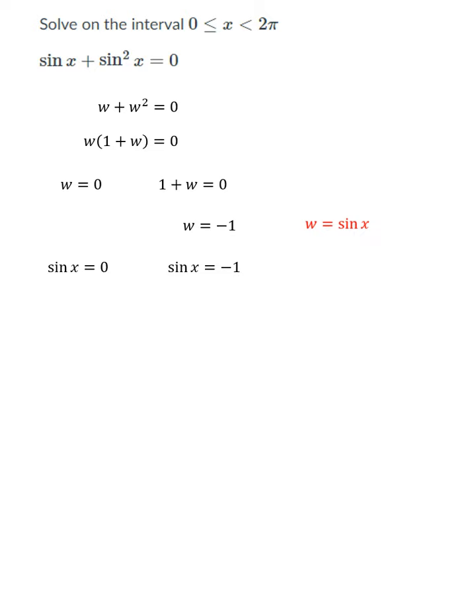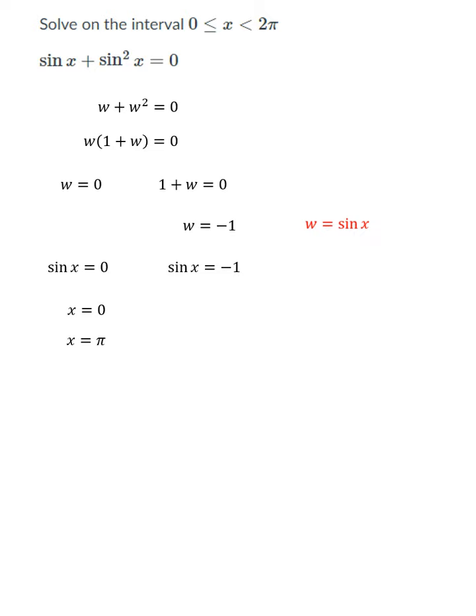Let's start with the first one. The sine of x equals 0 at infinitely many places. But looking at the top of your screen, because we're restricted to the interval from 0 to 2 pi, these are the only valid answers that come from the sine x equals 0 equation.